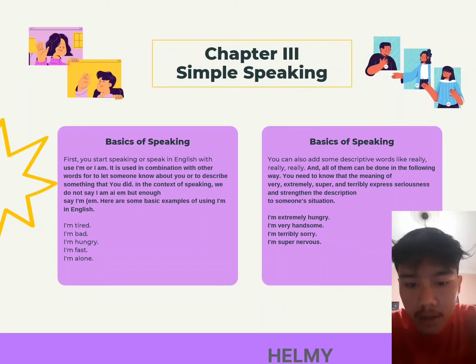We don't say "I'm but dog"; we say "I am". Here are some basic examples of using it in English: I'm tired, I'm bad, I'm hungry, I'm fast, I'm alone. For basic speaking, you can also add descriptive words like very, extremely, super, and terribly, which express seriousness and strengthen the description of someone's situation. I am extremely hungry.